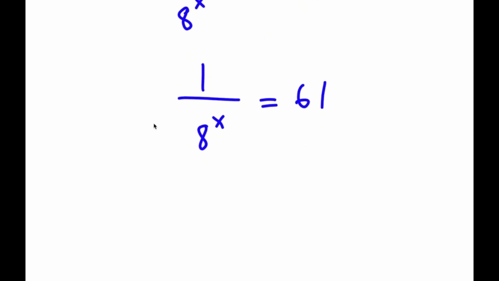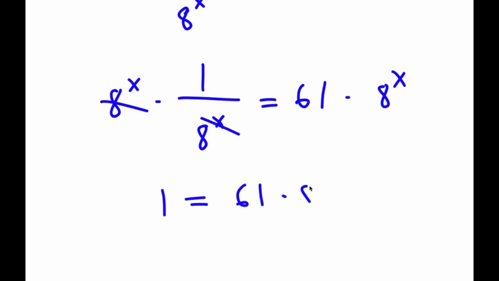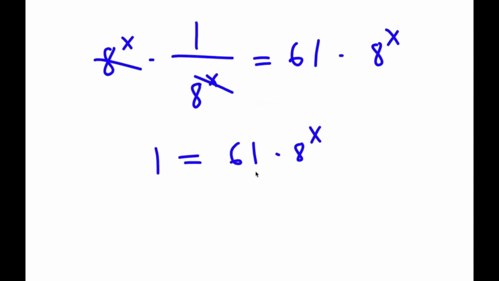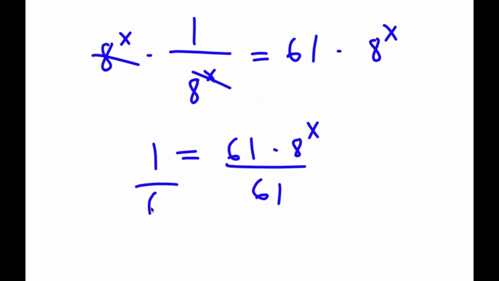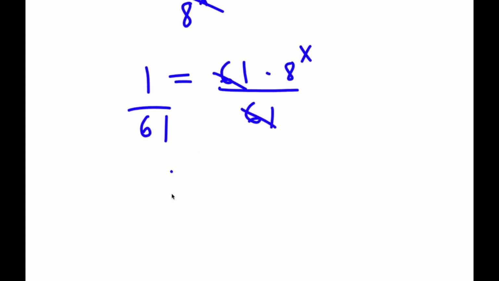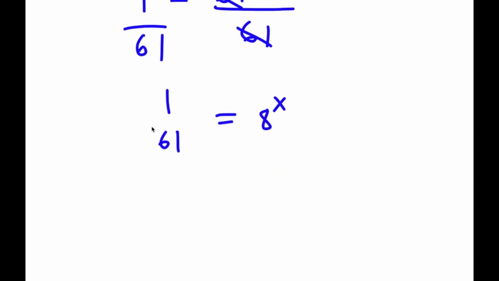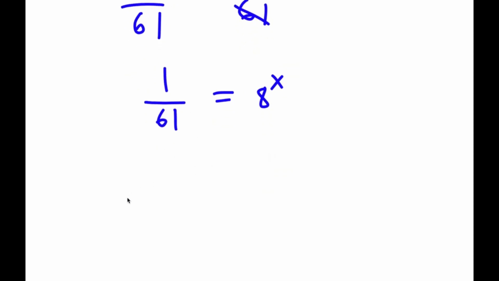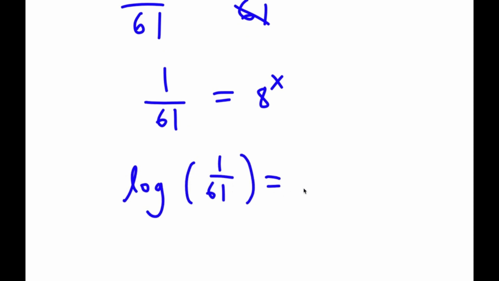So now I'm going to go ahead and multiply both sides by 8 to the power of x. So then these two cancel out, and I have 1 is equal to 61 times 8 to the power of x. Now I'm going to go ahead and divide both sides by 61. These two cancel out, and now I'm going to have 1 over 61 is equal to 8 to the power of x. Now if I take the log on both sides, I have log 1 over 61 is equal to log 8 to the power of x.